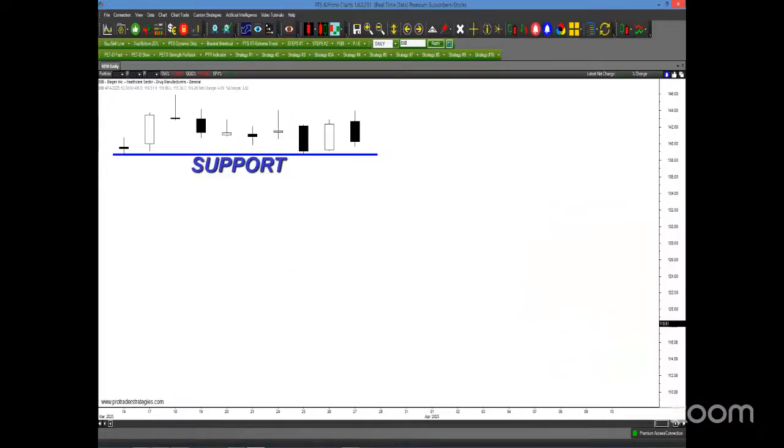Here's another example in BIIB, in Biogen. Someone looking at this would say, well, Steve, I went to that chat room, or I listened to that guy on TV. He says there's major support here, so you've got to buy this, all right?